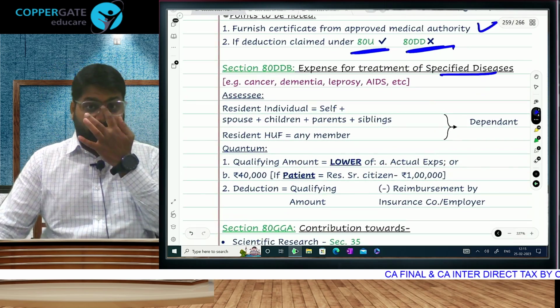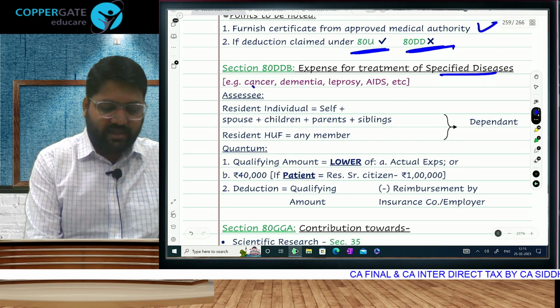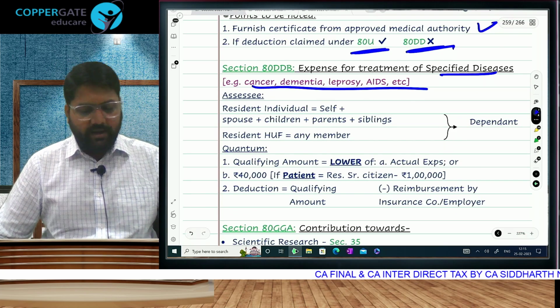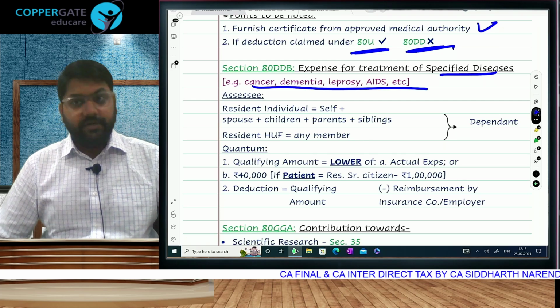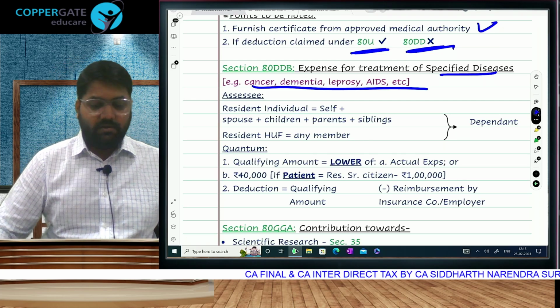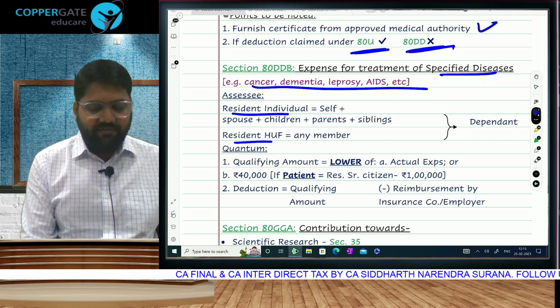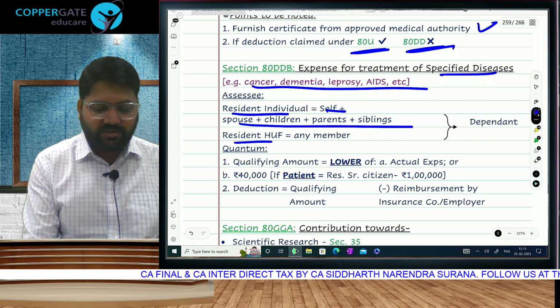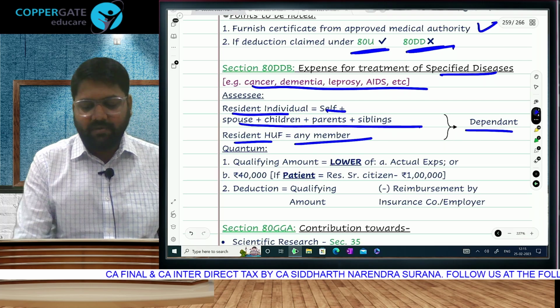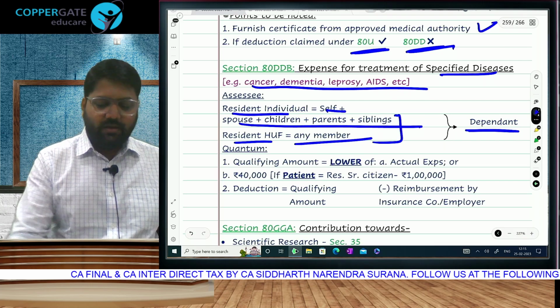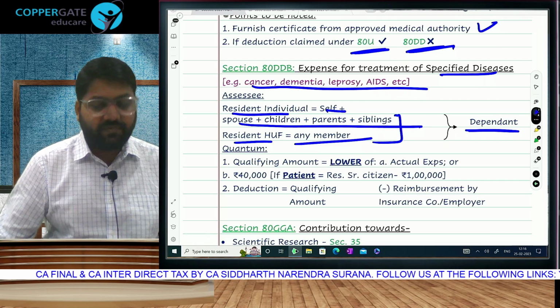If you have incurred treatment expense for specified diseases like cancer, dementia, leprosy, AIDS, then we will allow you deduction because it will be a massive hospital bill. Deduction will be allowed to a resident individual and resident HUF. Individual can incur the expense for self, spouse, children, parents, siblings, HUF for any member, and these people have to be dependent on the individual or the HUF respectively.